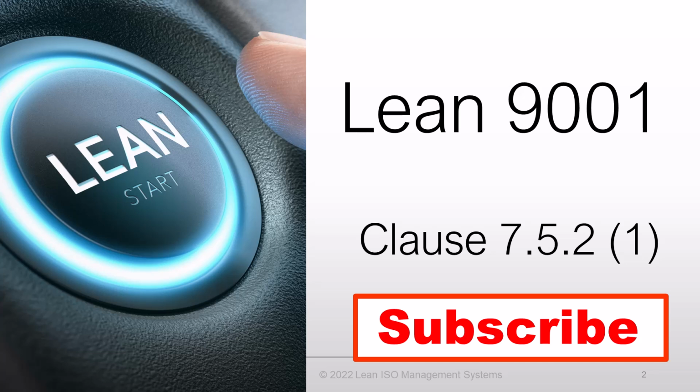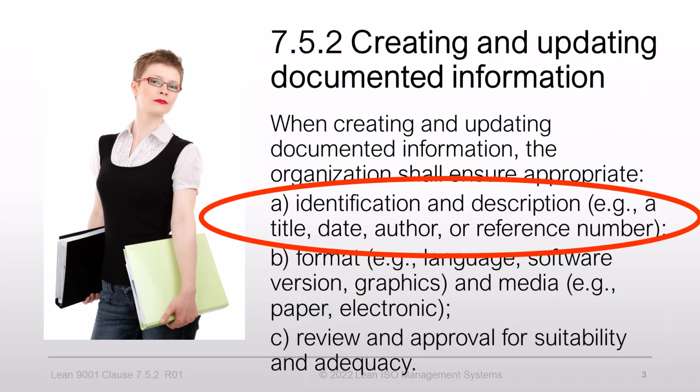Let's slice this clause to see what the standard expects and how we can address those requirements. Paragraph A calls for appropriate identification and description, e.g. a title, date, author, or reference number. You may remember that e.g. is the acronym for the Latin expression exempli gratia, meaning, for example. It means that the only requirements here are identification and description. The rest, title, date, author, or reference number, is up to you.